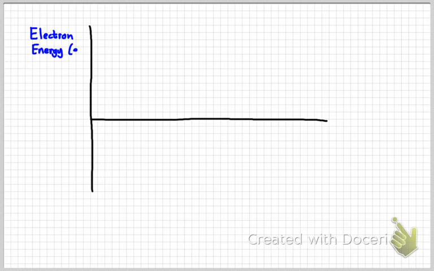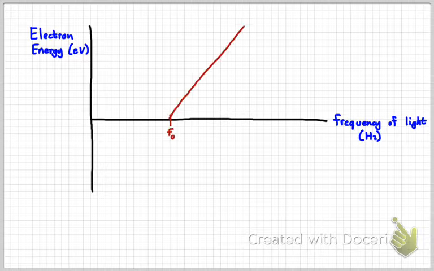Typically, when we're studying the photoelectric effect, it's useful to graph the energy of the electron versus the frequency of light, because that's the easiest thing to adjust. Now remember, the frequency of light is proportional to its energy. We first have to reach some threshold frequency, call that F subscript 0, and then after that, increasing the frequency will cause the energy of the ejected electrons to increase linearly. So they'll slope up and to the right, kind of like that.